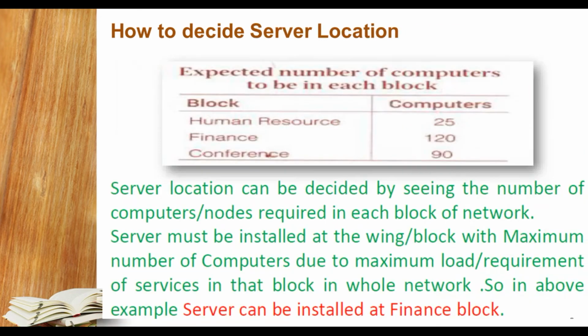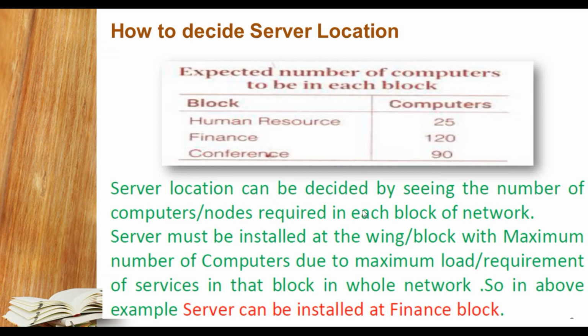Now the second question is the number of computers in each block. In human resource 25 computers are there, in finance 120 computers, in conference 90 computers. So we will decide the finance block as the server block, or server location. Why? Because if a huge number of computers are there compared to the other blocks, the server requires less wire to connect with the other computers, and speed will be fast.